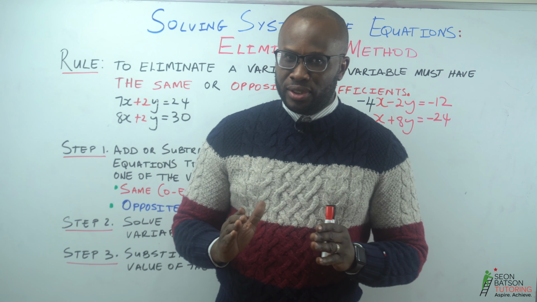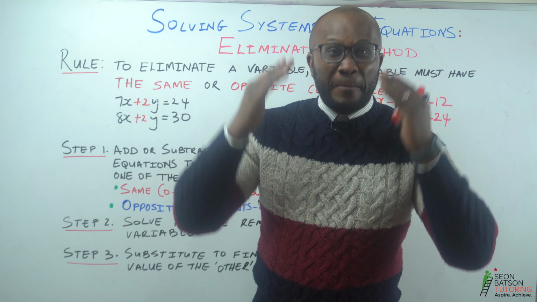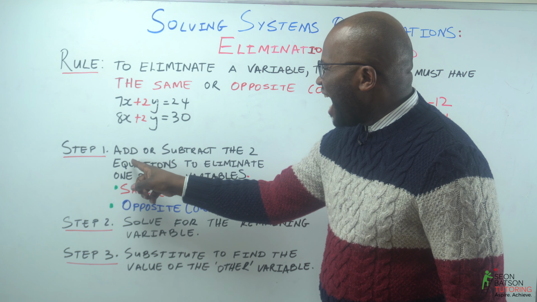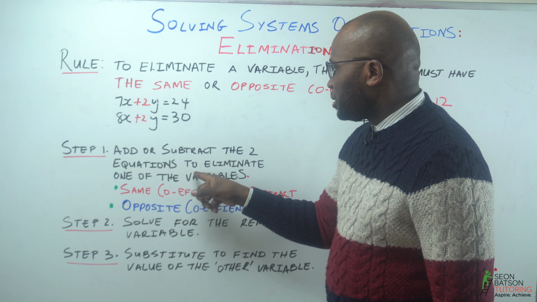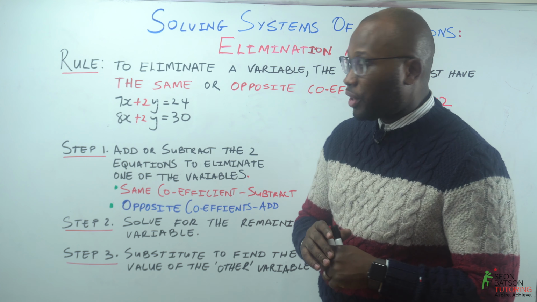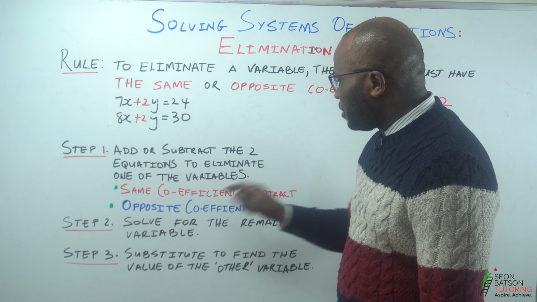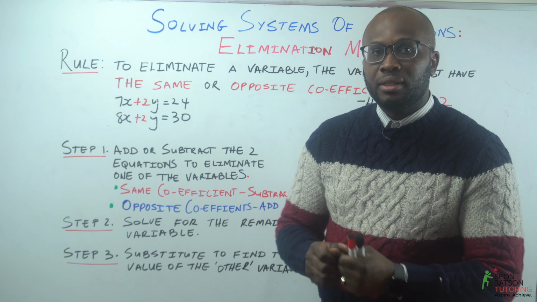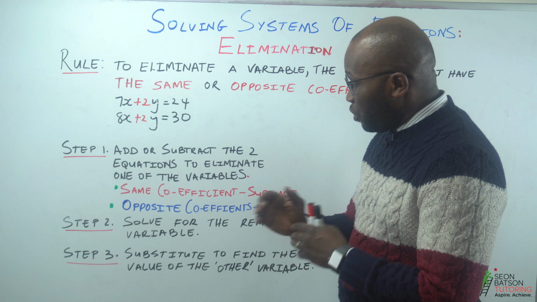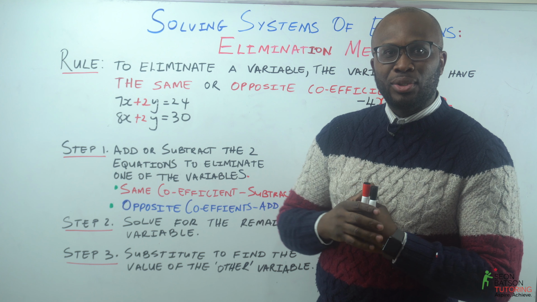Now, I am going to teach you 3 very simple steps that will help you master this concept. Step 1, we are going to add or subtract the 2 equations to eliminate one of the variables. Now, here's a cool trick. If the variable that we choose to eliminate has the same coefficient, we will subtract the 2 equations. Or if the variable that we want to eliminate has opposite coefficients, we are going to add the 2 equations.